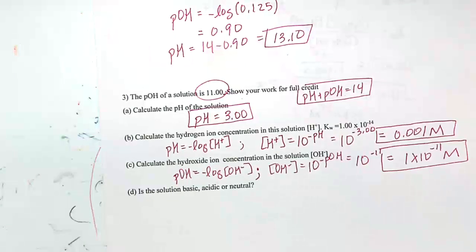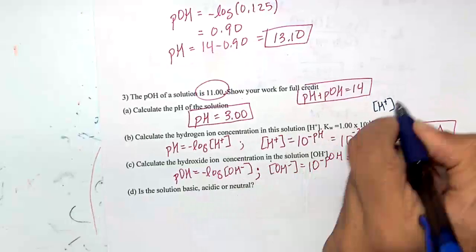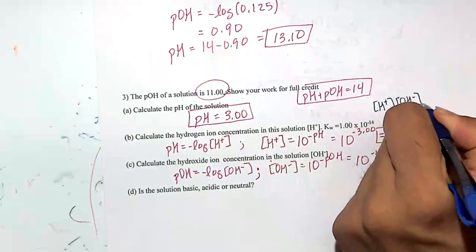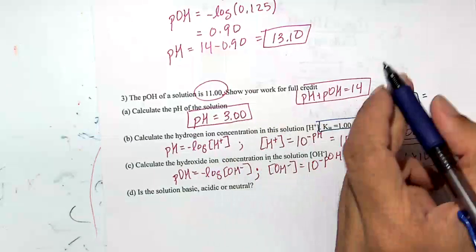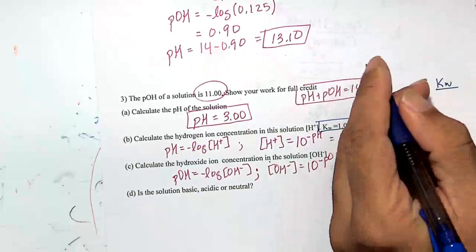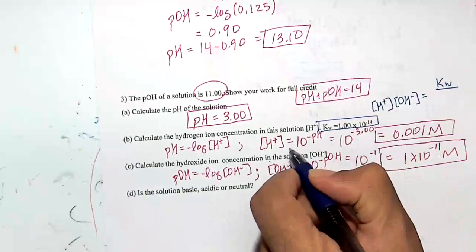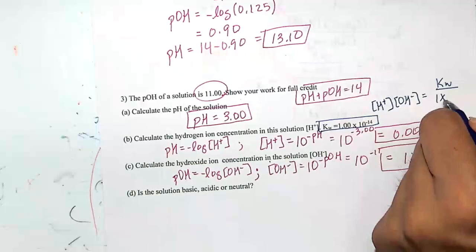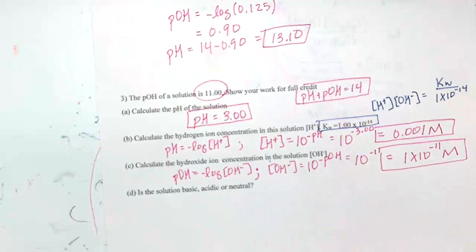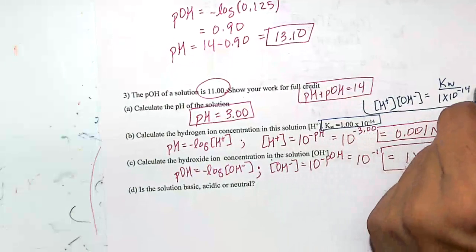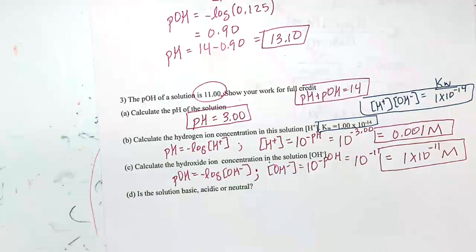Alright, I don't know if you know this relationship, but if you take the H plus concentration and multiply it by the OH minus concentration, you get Kw. And Kw at 25 degrees is 1 times 10 to the minus 14. So that's another way to solve this problem. Realize that H plus times OH minus is 1 times 10 to the minus 14, and then you solve for OH minus. So there are two ways to solve this problem: one is utilizing this formula, and the other is just back calculating.